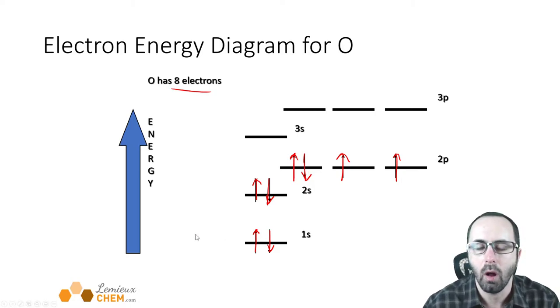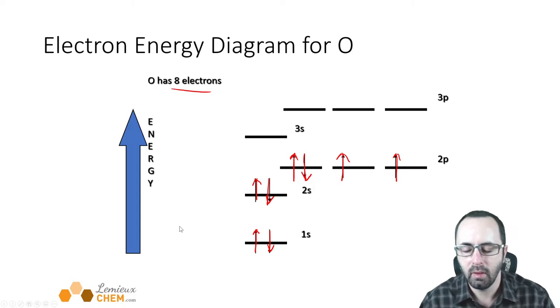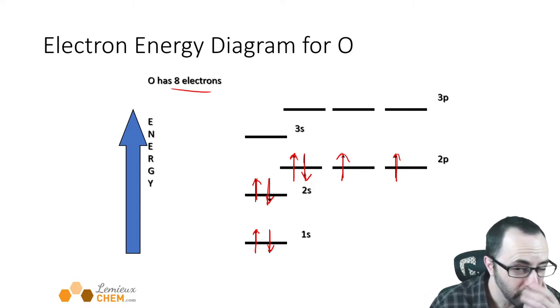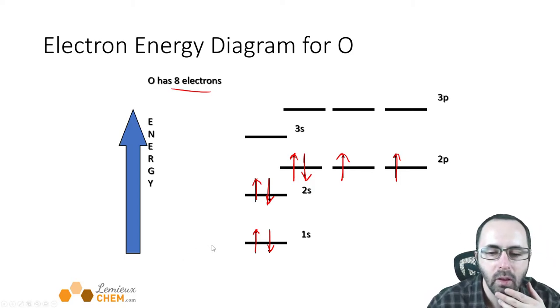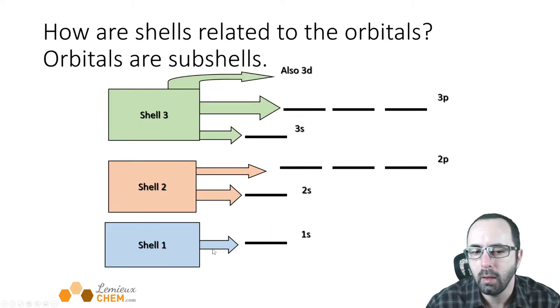And so that's how you draw an energy diagram. Now, this is not a very convenient way of representing the electrons a lot of the times. So often we want a shorter way. So we're going to talk about that in a moment.